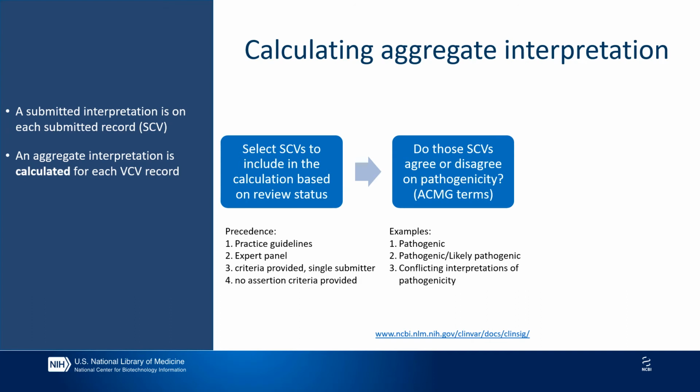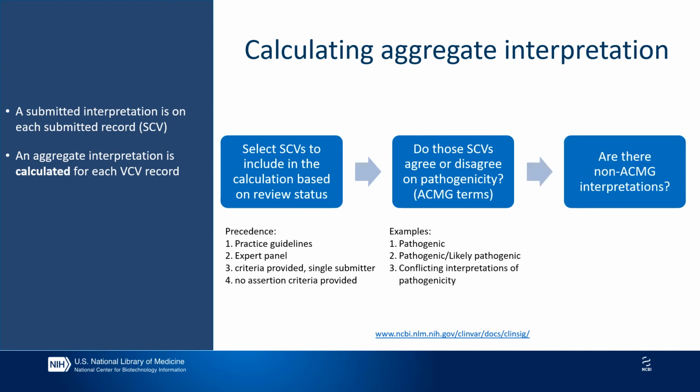So ClinVar also has other terms for interpretation other than the ACMG terms. So then there's a final step to ask, are there non-ACMG interpretations for this variant as well? And if there are, we just list those out. These are also not considered conflicts. So for example, a variant may be reported as pathogenic and also being involved in a drug response, or a variant may be interpreted as both pathogenic and likely pathogenic for some diseases, but also determined to be a risk factor.